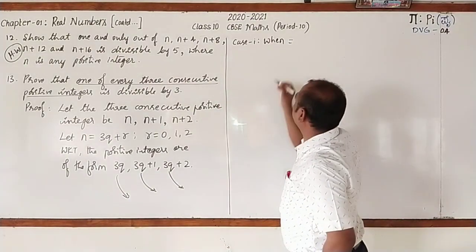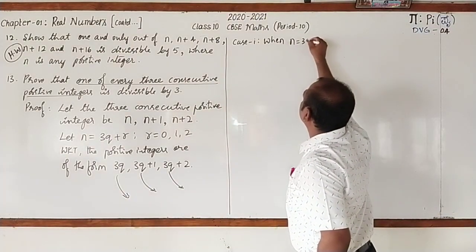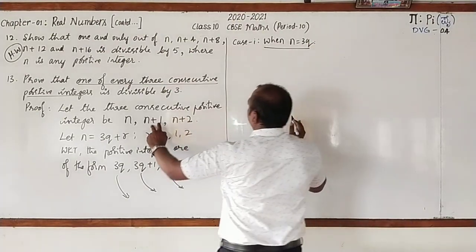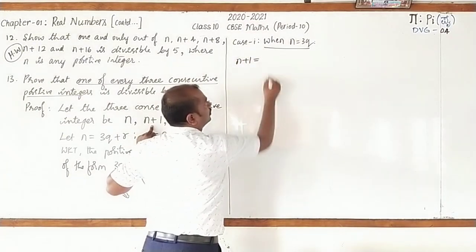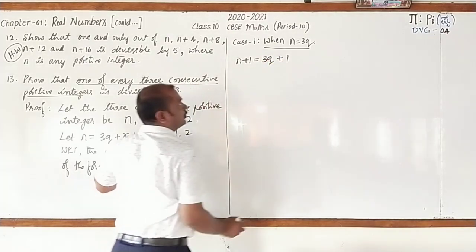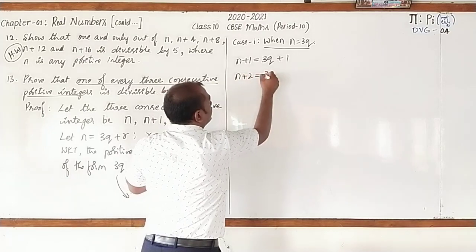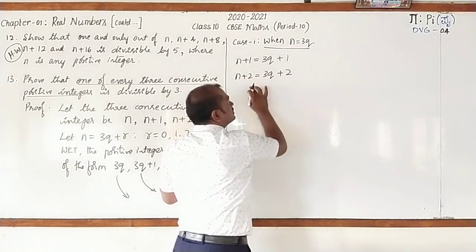First I'll go for taking 3q when n equal to 3q. Already n is taken. Next number is n plus 1. Here I'll write n plus 1 is equal to, what is n? It is 3q. 3q plus 1. Next, n plus 2 is equal to 3q plus 2. Okay, there are 3 consecutive numbers.